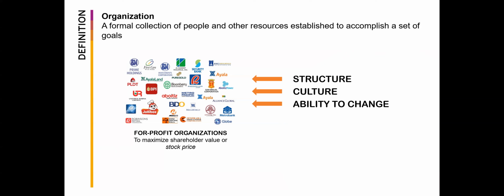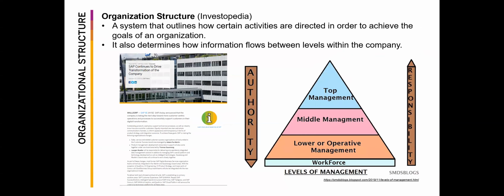Organizations are also described in terms of their structure, their culture, and their ability to change, their ability to evolve to improve their own operations. You can also look at organization structure, the system that outlines how certain activities are directed in order to achieve the goals of an organization. Depending on the structure, you can get a sense of how information flows between levels within the company.